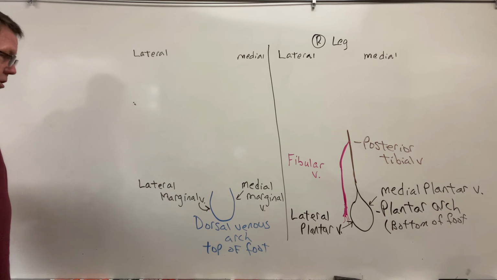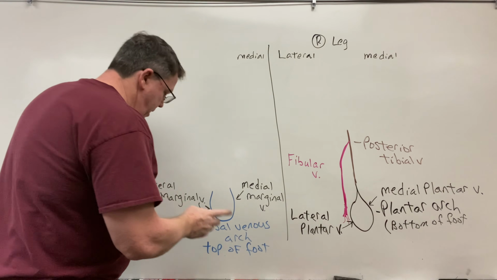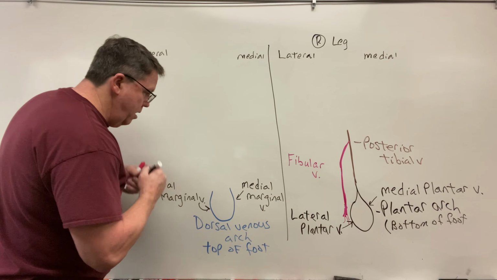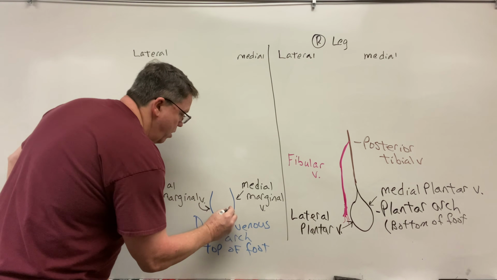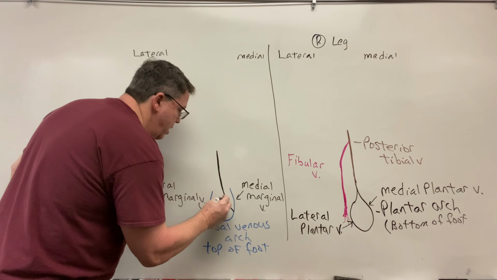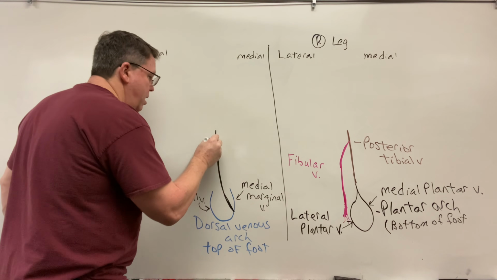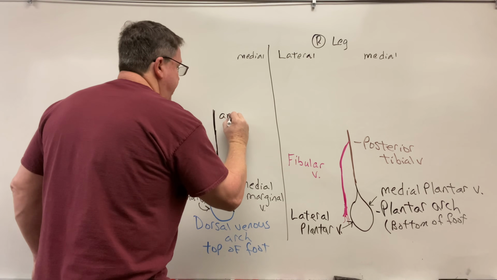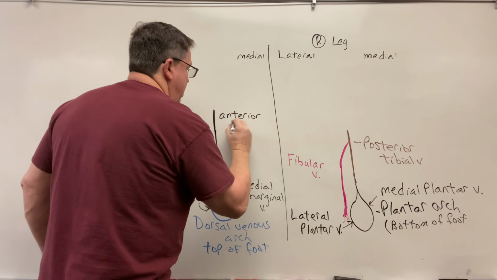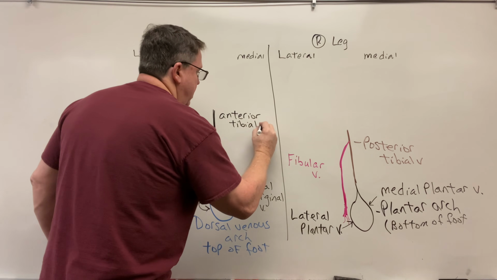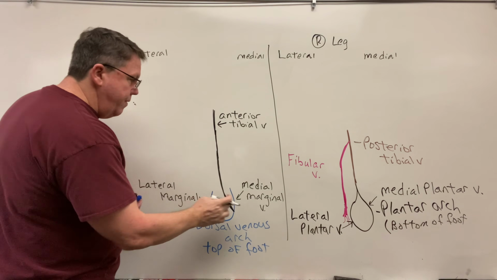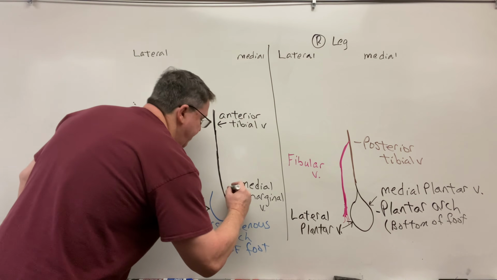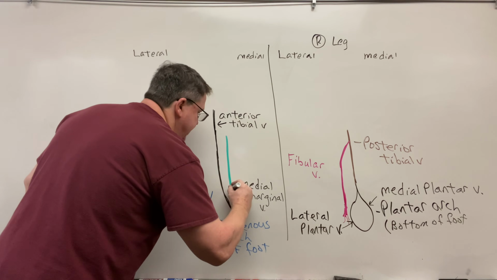Now, these are going to continue up, and like we said, from this medial, well, before we get to that, let's deal with coming off of here. We are going to have our anterior tibial vein. Okay, so this is my anterior tibial vein. Then coming off the medial marginal, I am going to have that great saphenous vein, if you recall. Right, this is my great saphenous vein.